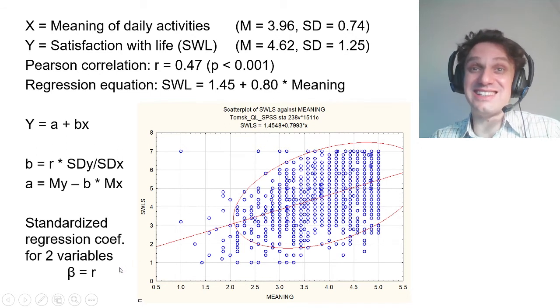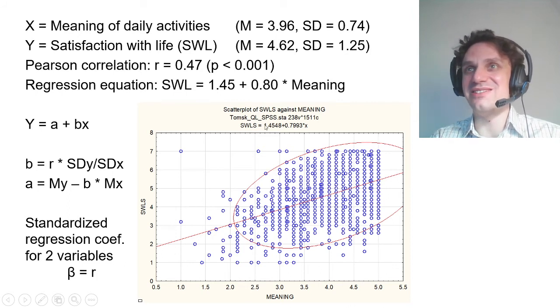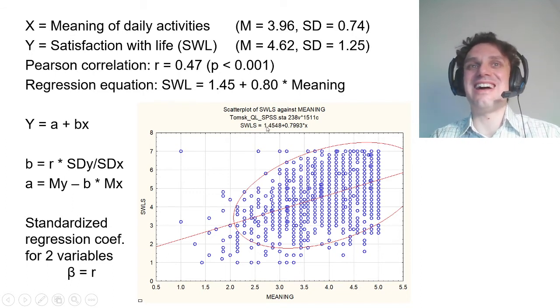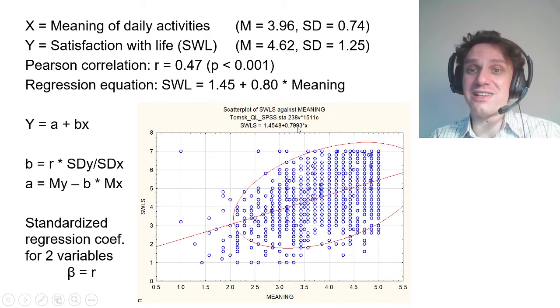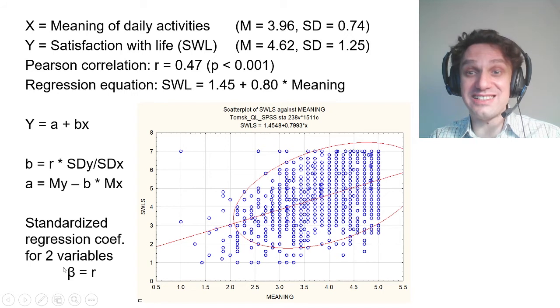But 0 does not exist even on our response scale, and it's not even drawn on this graph. So if our meaning of daily activities could be 0, this is the satisfaction with life that we would get. So these raw parameters are not very important. That's why when we report our results, we don't really pay much attention to them, because in psychology our scales are always different and it's a matter of convenience and convention. But what we are interested in here is the standardized regression coefficient, which is not dependent on scale.